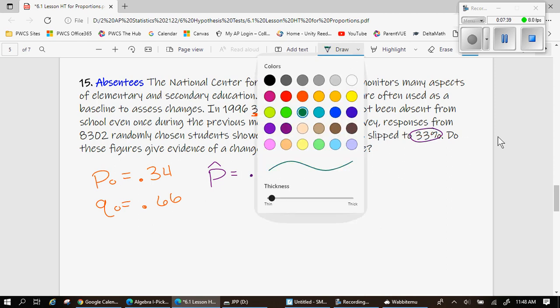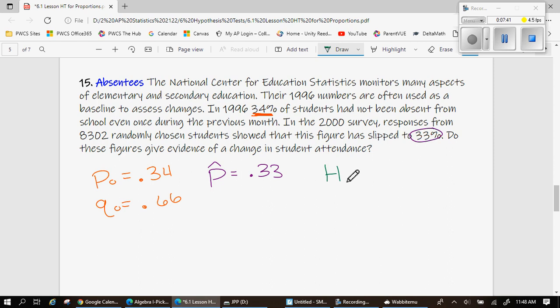So first, we're going to start by writing hypotheses. So we need a null hypothesis, the thing that we are assuming is true. Right now we are talking about population proportions. So we have something that we assume is the population proportion, and we want to see if that's still the case. So we are going to say P is equal to that 0.34.